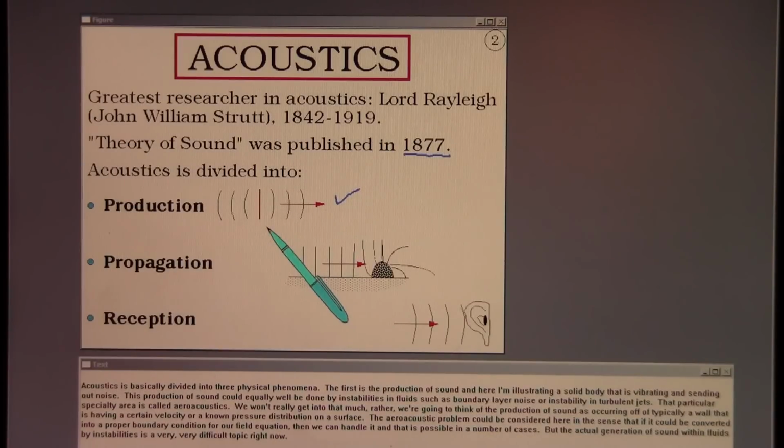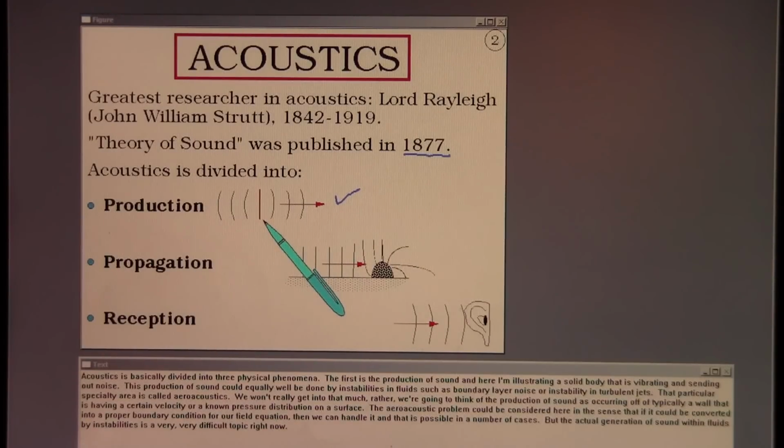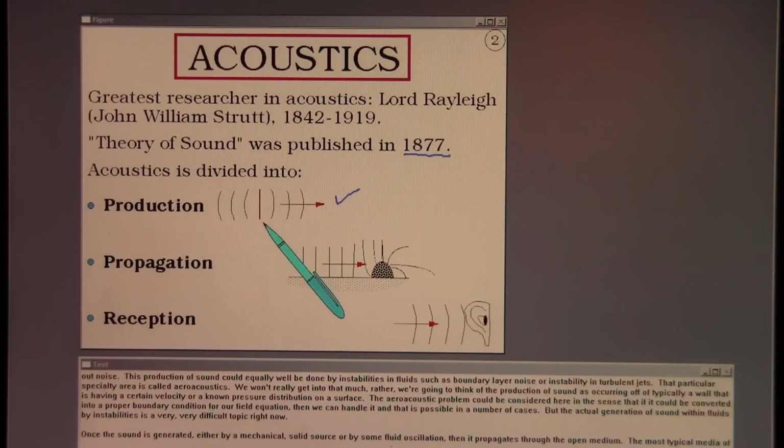This production of sound could equally well be done by instabilities in fluids, such as boundary layer noise or instability in turbulent jets. And that particular specialty area is called aeroacoustics. We won't really get into that much. Rather, we're going to think of the production of sound as occurring off of typically a wall that is having a certain velocity or a known pressure distribution on a surface.